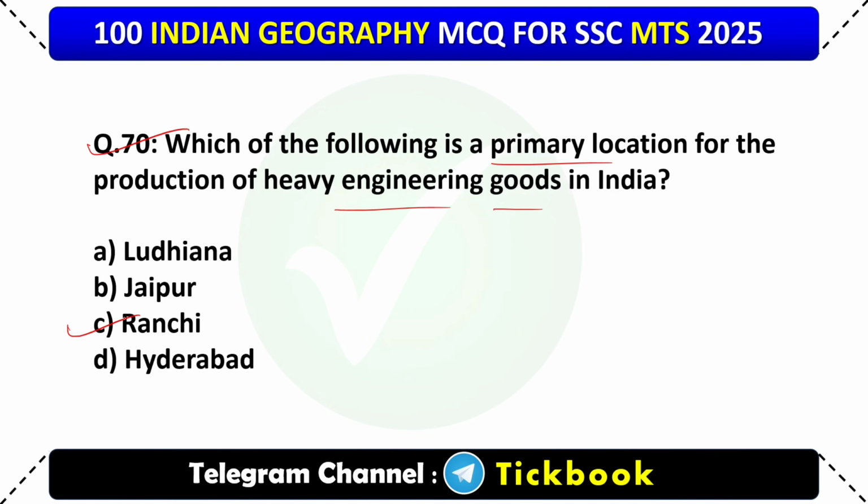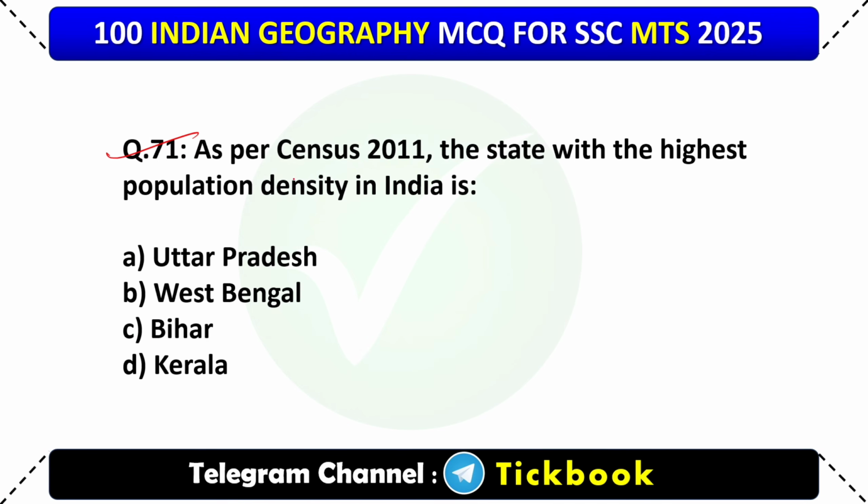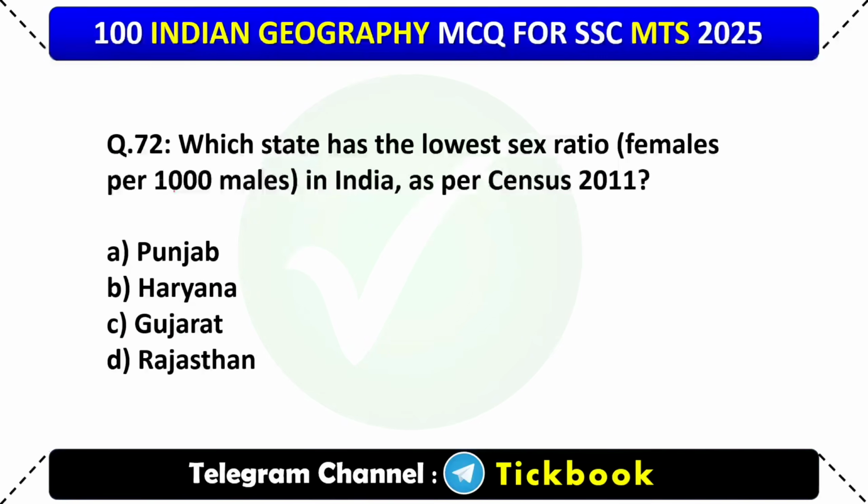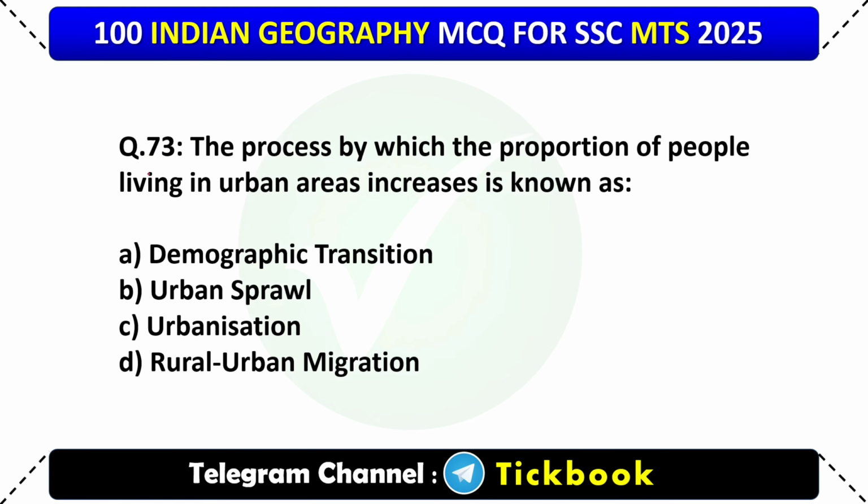Option number C, Ranchi. 71. As per the census 2011, the state with the highest population density in India is. Option number C, Bihar. 72. Which state has the lowest sex ratio in India as per the census 2011? Option number B, Haryana.